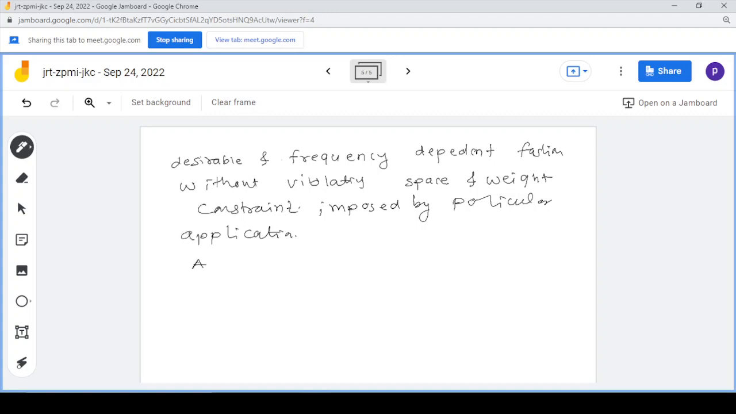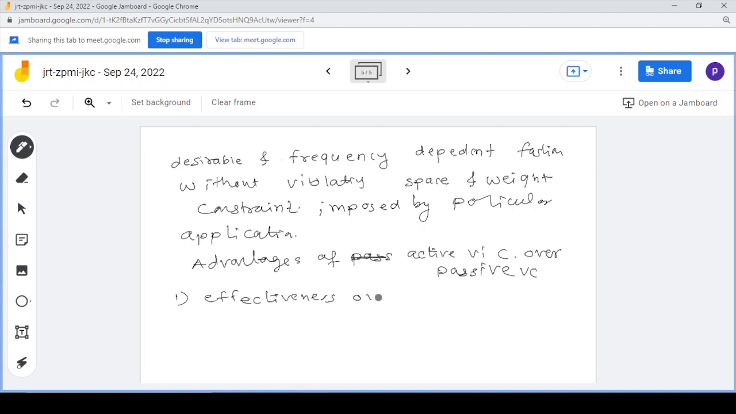Now, which are the advantages posed by this over the passive vibration controls? Advantages of active vibration control over passive vibration control. The first is effectiveness over a broader frequency range, within the limitations of actuator capacity.